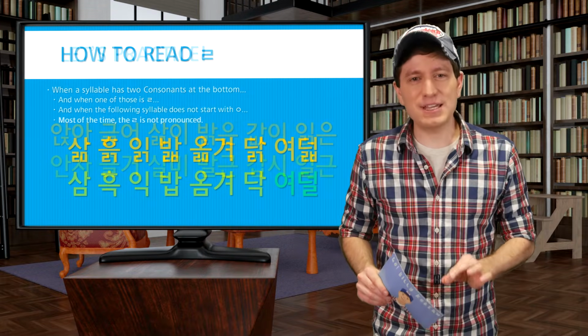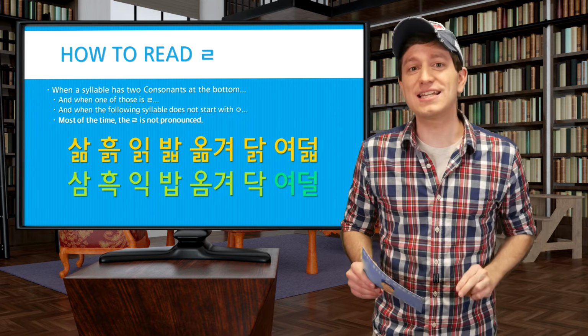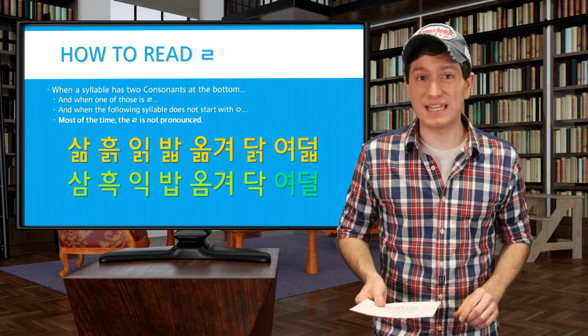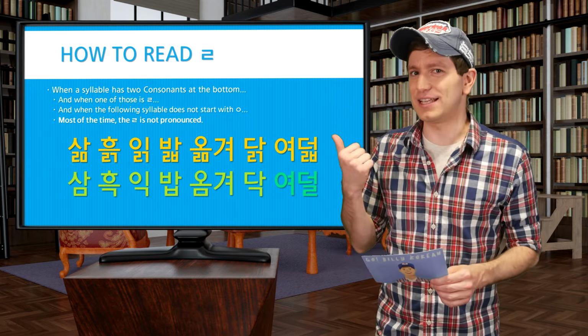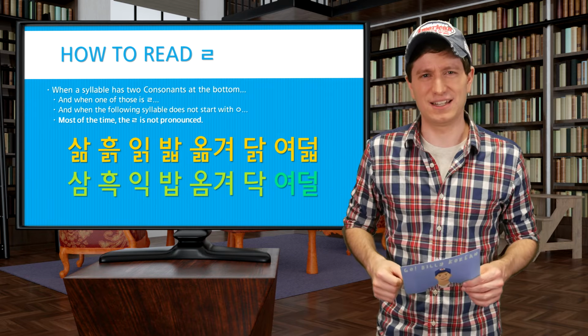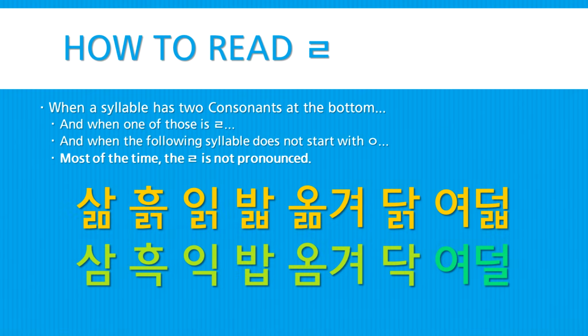In Korean, it's common that there are syllables that will have two consonants at the bottom, and one of those consonants will be the L or R letter, which we previously learned, like this. Take a look at these syllables and try to guess how they might be read. Well, there's a trick to it. Anytime you see a syllable that has two consonants at the bottom, and one of them is that letter, and if the following syllable does not start with our empty consonant, meaning we can't just read it easily, most of the time in those combinations, that letter, the L or the R that we learned, is not pronounced. So here are some examples of what I mean.